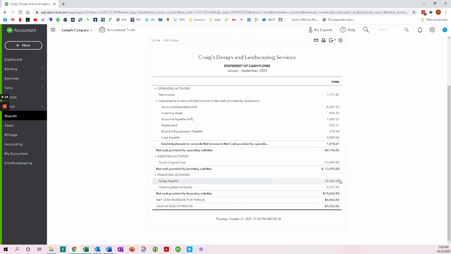We have our net cash provided by investing activities, $13,495, and our net cash provided by financing activities of $15,662.50. If we add these three numbers together, we're going to get the net cash increase or decrease for the period. This is an increase, you can tell because it's a positive number, and that gives you your net cash at the end of the period.